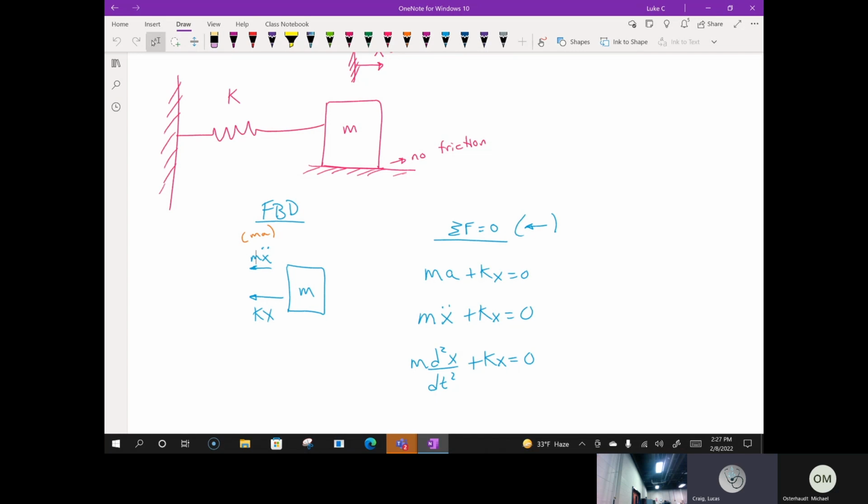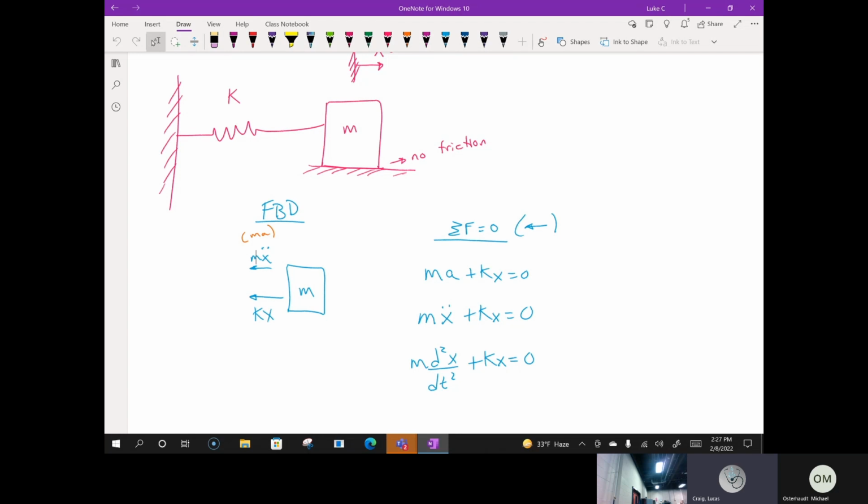Wiggle back and forth. What does that wiggle mean? What are you looking at? Sure. Yep. Acceleration, velocity, and distance. X is distance. So it's solving for distance as a function of time. That's what a differential equation is. It solves a function. X is a function of time. Okay? Good. So we now know what a differential equation is.